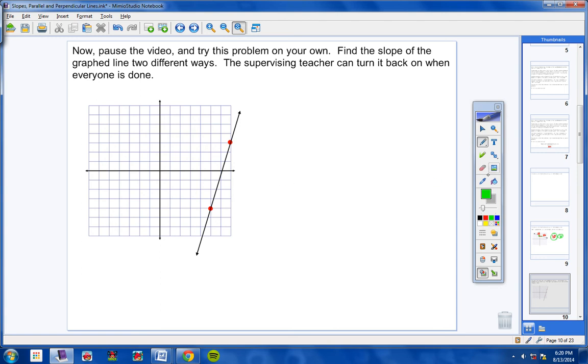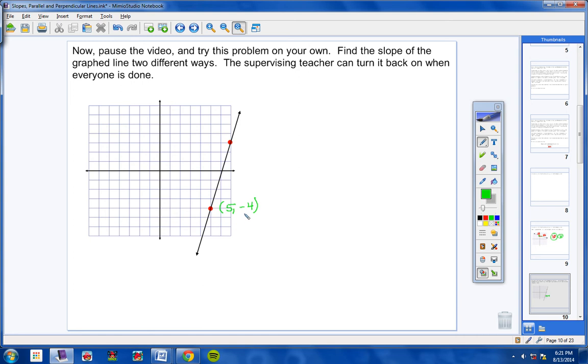Okay, hopefully everyone's done. And if not, then when the teacher needs to pause the video again, I'm going to go ahead and write these ordered pairs in. It looks like this ordered pair here is over 1, 2, 3, 4, 5, and it's down 1, 2, 3, 4. So this ordered pair is 5, comma, negative 4.